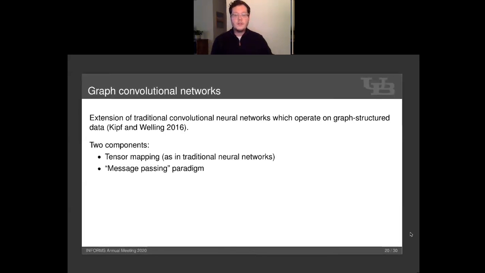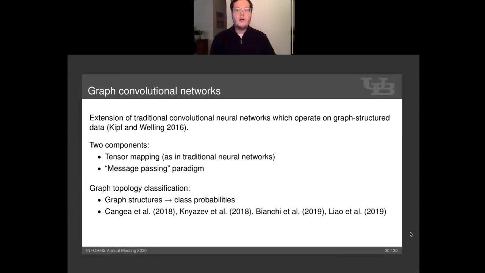They typically include two primary components. These are tensor mapping, mapping one tensor to another, which is just how a traditional neural network operates. And then they include what's called a message passing paradigm, where nodes share their feature vectors with neighboring nodes. And this helps convolve the graph and give us a sense of local graph topology.